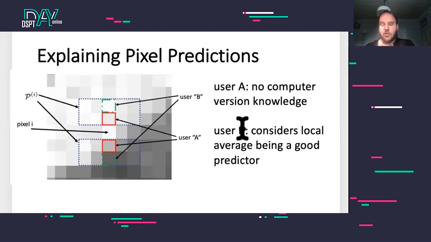Then there is user B, whom we assume to have some computer vision background. And this user B considers the local average of the grayscale levels in the neighborhood of the pixel as a good indicator of the grayscale level of pixel I. And for this user B, our algorithm determines as the optimal explanation the second degree neighbors, or second hop vertical neighbors, which are indicated by these green rectangles here. So as you see, for different users, we get different explanations for the grayscale level predictor. And these explanations in this case might hint at the vertical directions or vertical neighborhoods being more informative for the properties of a pixel compared to the horizontal neighbors.